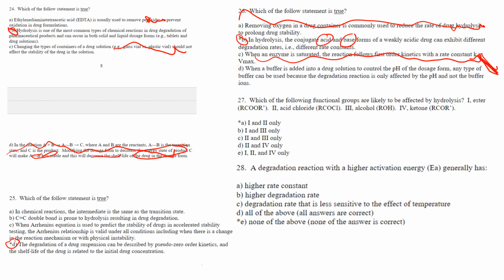Buffer is added to change the pH. Buffer can be used because the degradation is only affected by pH and not buffer ions. This isn't true. Sometimes the buffer ions can interact with the solutes, so this one is B.